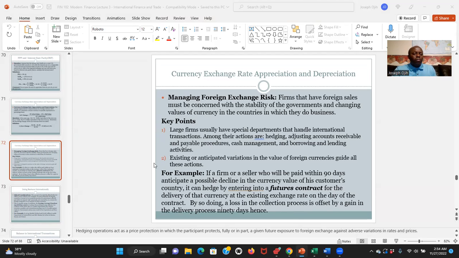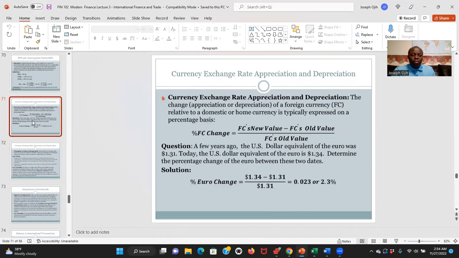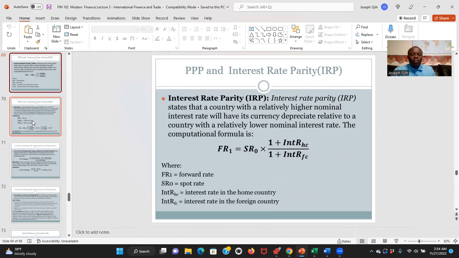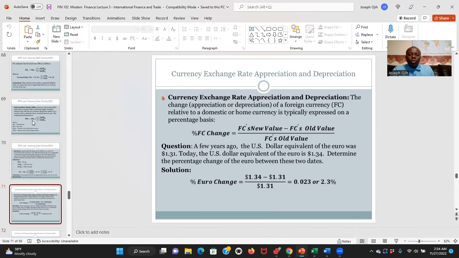So that is the end of our lecture tonight. I have covered purchasing power parity and interest rate parity. I also explained the meaning of forward exchange rates and future spot exchange rates, which I used as examples tonight, and also currency exchange rate appreciation and depreciation, and how we calculate it.